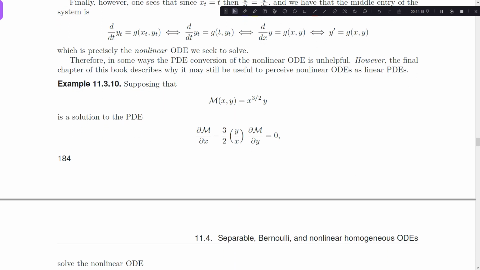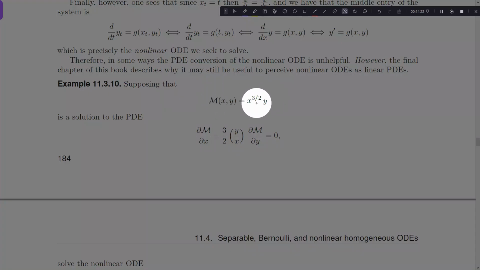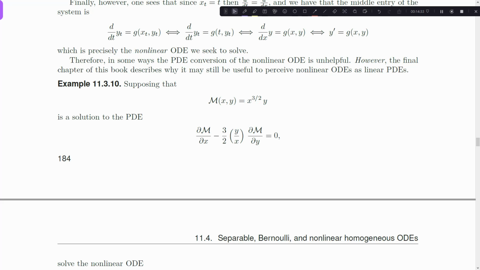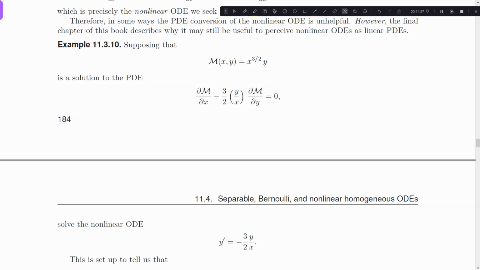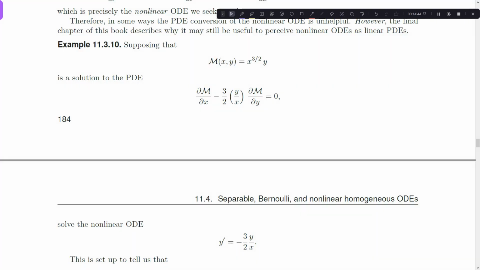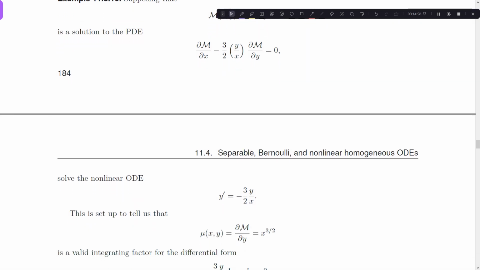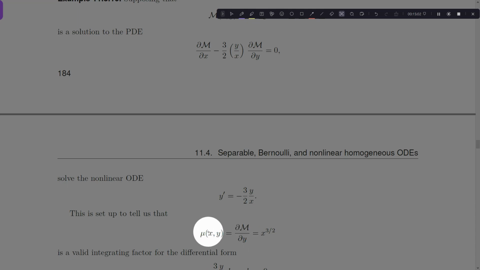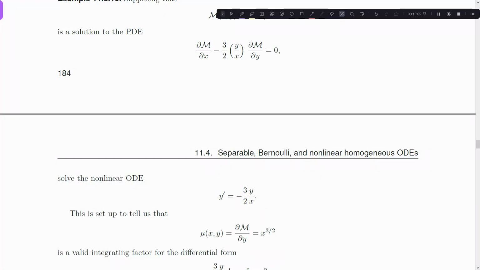Okay, so finally then I have an example where I say, suppose we were just handed the solution to this lovely PDE right here. And suppose that solution is x to the 3/2 y. I'm saying find the solution to the nonlinear ODE, y prime equals negative 3/2 y over x. In fact, we could use the second part of the proposition to recognize that the implicit solution is just this equals c. But we could also use the first half of the proposition to say that the partial derivative in y of capital M is an integrating factor. And so we get x to the 3/2 as an integrating factor.